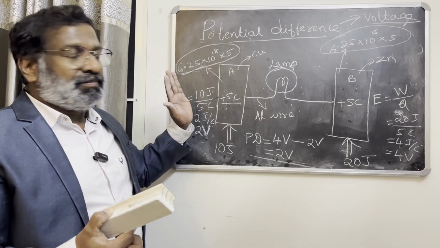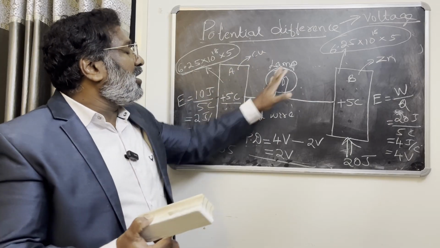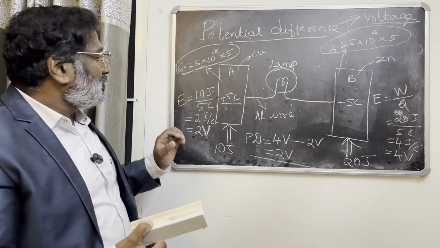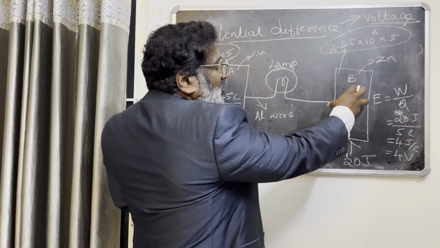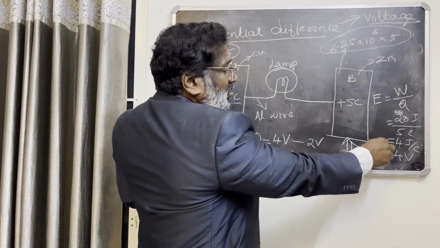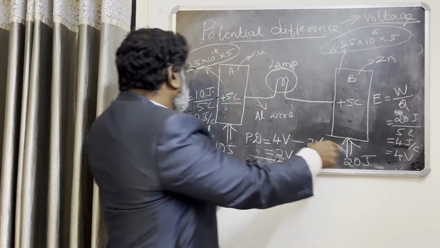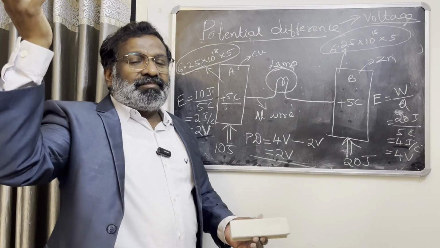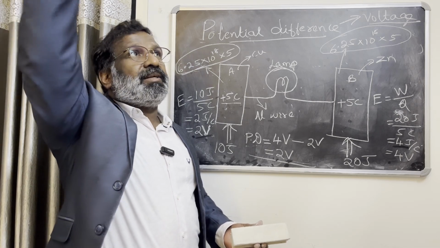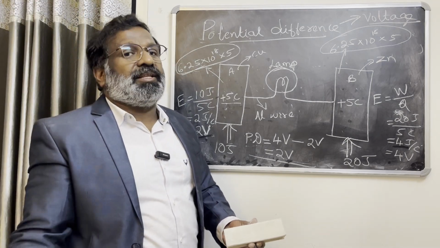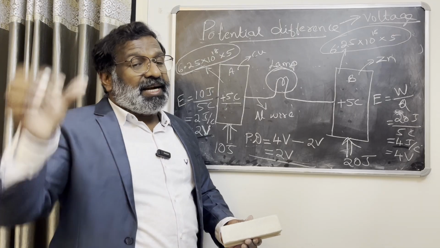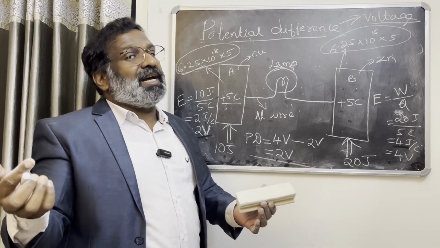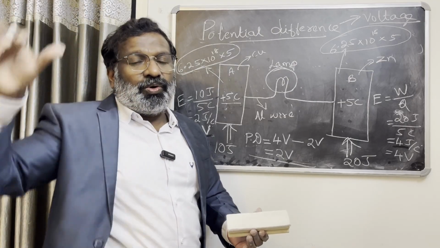Are you clear? Now, these two metal plates are connected using a conducting wire, say aluminum wire. Now what will happen? Here, the charges are having more energy. Each coulomb of charge is having 4 joules of energy. Here it is having only 2 joules. So assume a water tank. One water tank is at the top floor. Another water tank is at the ground floor. We are connecting both the tanks using a water pipe. What will happen? Water will naturally flow from higher tank to lower tank.